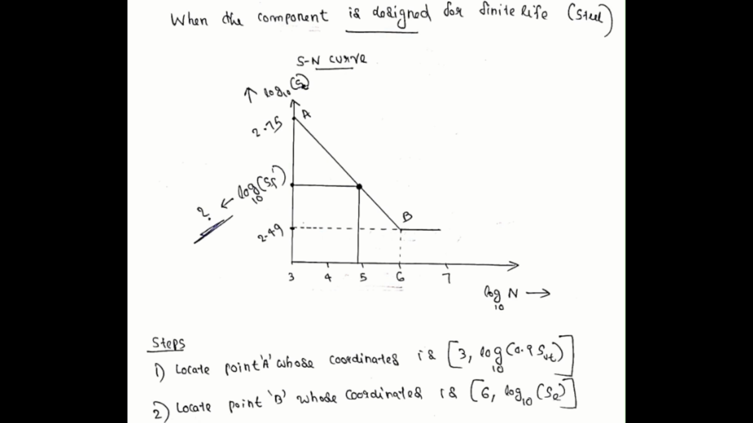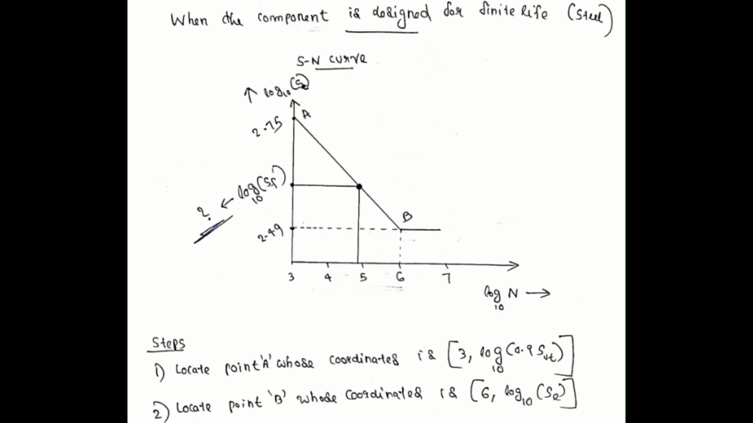The first step to solve this type of problem is to locate point A and point B. I already mentioned this problem can only be solved by graphical means. I've shown you the coordinates to draw point A and point B. In the case of steel with finite life, this fixed value you have to use. This value cannot change. So the point A coordinate is 3 on the x-axis and log 10 of 0.9 SUT. On the other hand, point B will be 6, log 10 of Se.